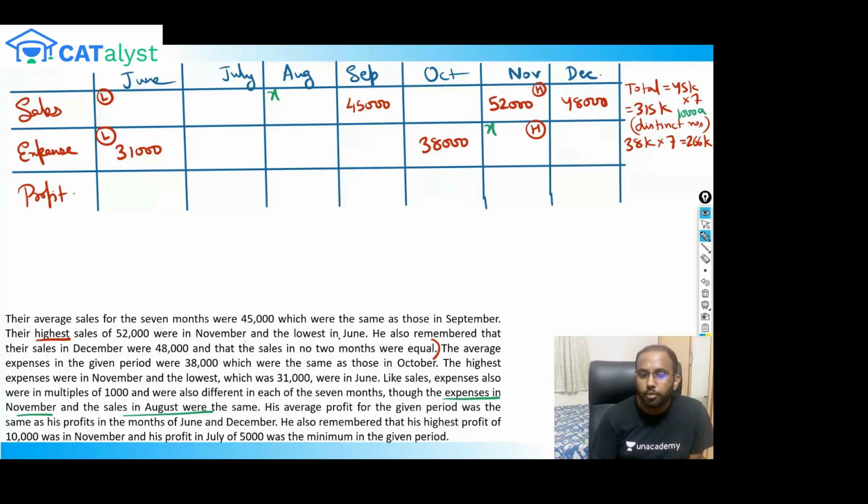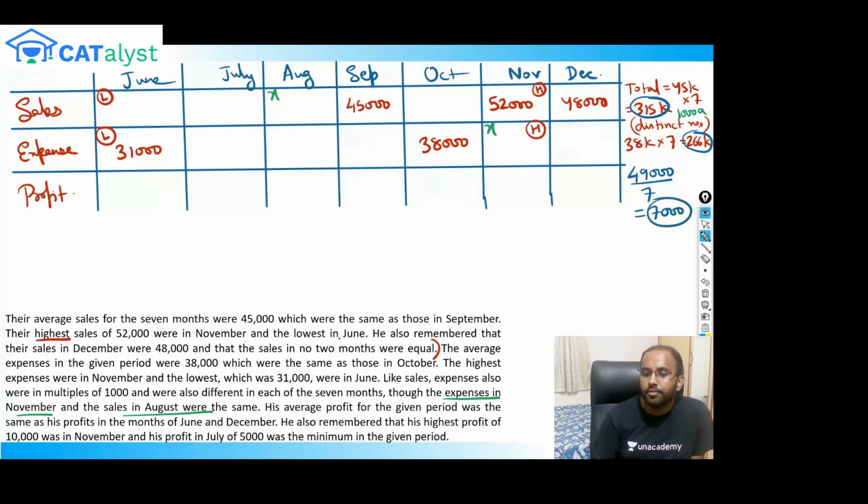Now come to the profit part, guys. His average profit for the given period was the same as his profits in the month of June and December. So we can just calculate the average profit. Total sales is 3,15,000. Total expense is 2,66,000. So what is total profit? Always, profit is sales minus expense. So 315k minus 266k, total profit is 49,000. Average profit, divide by 7, is equal to 7,000.